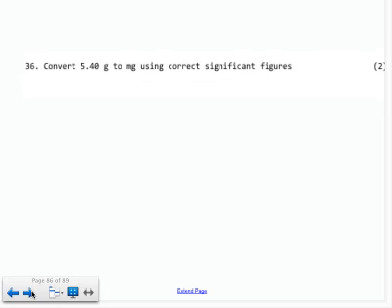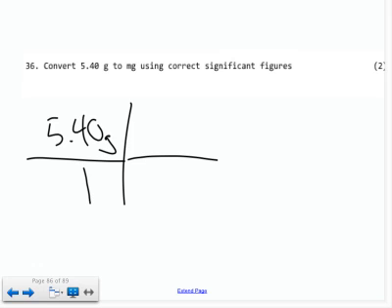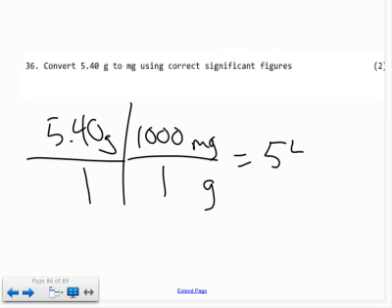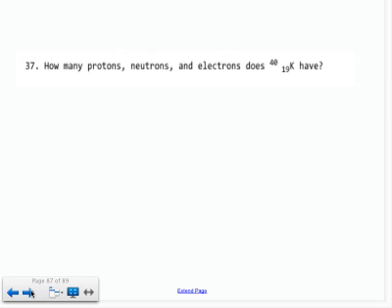Oldies but goodies. Convert 5.40 grams to milligrams. Well, 1 gram is equal to 1,000 milligrams. So 5.40 times 1,000 equals 5,400 milligrams.